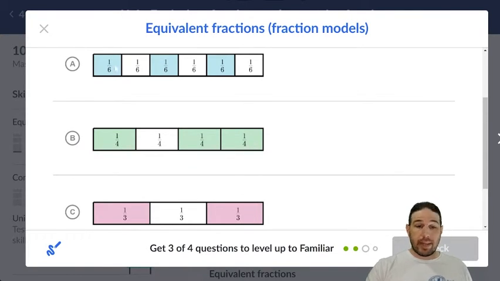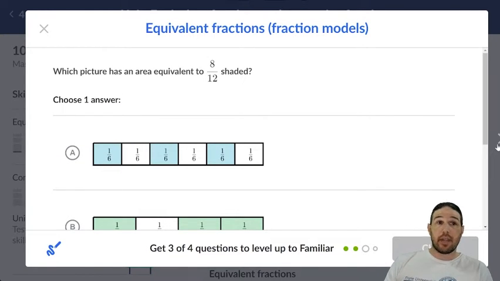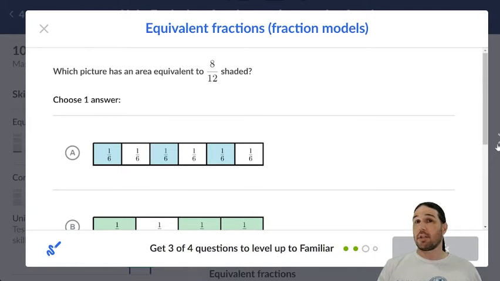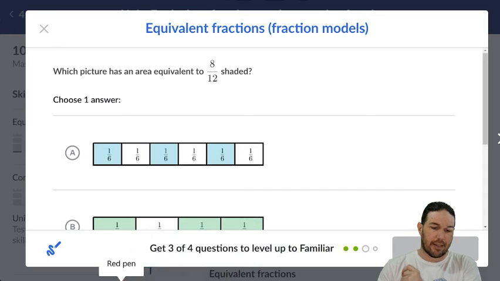Okay, but we're being asked which one of these is equivalent to 8/12. Well, let's see. If it was broken into sixes here, and I wanted to cut these sixths into 12 pieces instead of 6, I would have to cut each one of those in half. Yeah? Cut each one in half, and that would give me 12 pieces instead of 6. So how many 12ths would I have if I did that?